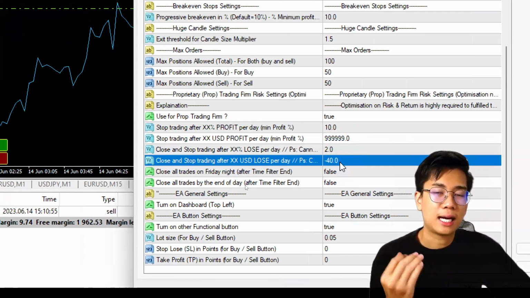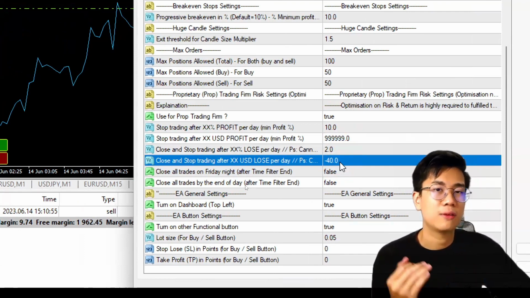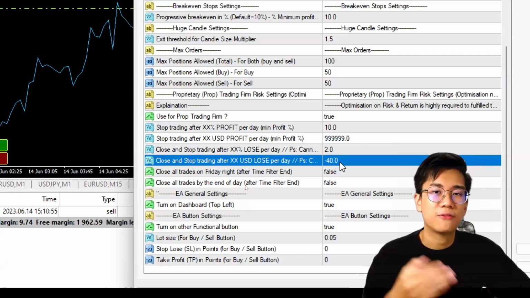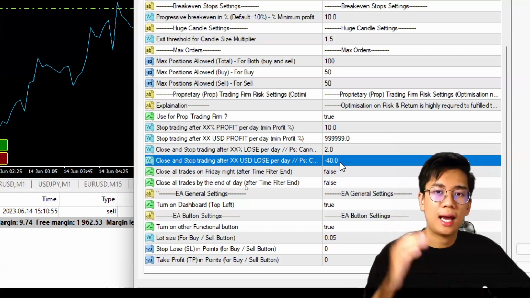Now, this is just a guidance and a standard way that we set as traders. We fix it so that we are not going to lose too much money and we stay disciplined. When we lose more than this, we will definitely stop trading for the day.